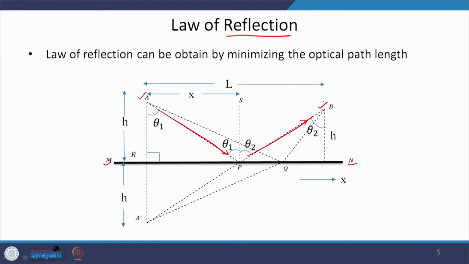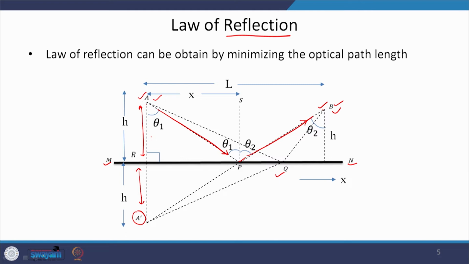Now, there are multiple paths the ray may follow. One path is A, P, B. Another alternative path may be A, Q, B. Again the same question, which path the ray should follow. To understand this, we will again resort to Fermat principle. But to really understand what exactly is happening here and how to decide whether a particular path is extremum or not, let us assume a point A prime on the other side of line MN, and this distance is equal to this upper distance. What I mean to say is that the distance AR is equal to the distance A prime R.